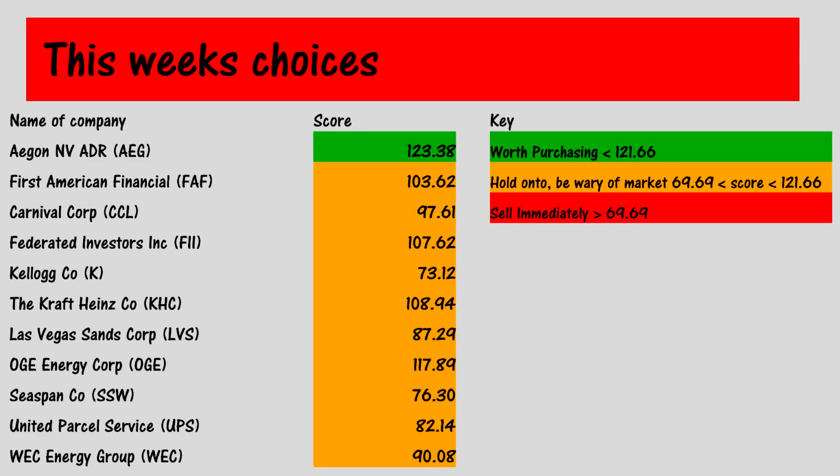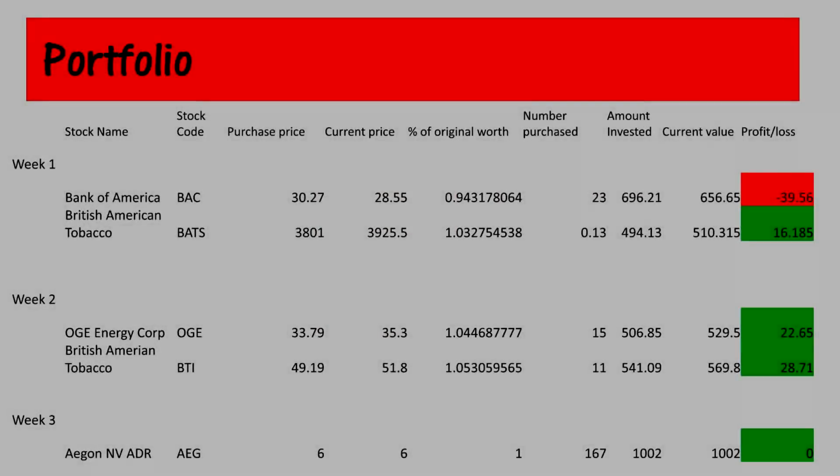Okay, now onto the stocks that I've picked to run through my stock picker. As you can see in the top left, the only stock above our critical value is Aegon, with a score of 123.38. In this case, I'm going to invest all of our £1,000 into this company. Filling this into our portfolio, we can see how we're doing. From here, we can see that overall we have made a profit on a majority of our stocks.